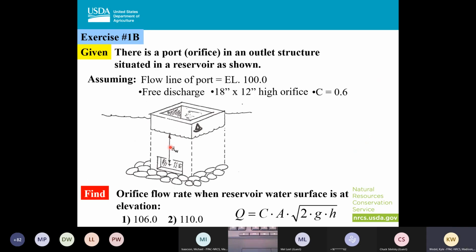All right, so I'm going to have you guys work through this one a little bit. It's the same process I just went through. The only difference on this one is that my width is going to be 18 inches and my height's going to be 12 inches. Again, this elevation right here is going to be at elevation 100. My weir coefficient is still going to be 0.6. And then again, we're going to solve for water surface elevations of 106 and 110. And here's the equation so you guys can follow along. When you guys are getting done with those, please put your answers in the chat, and I'll know to move on and talk about this a little bit.